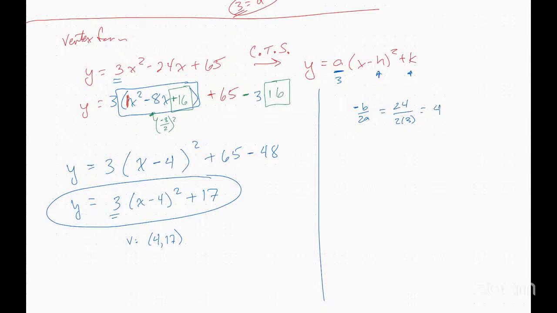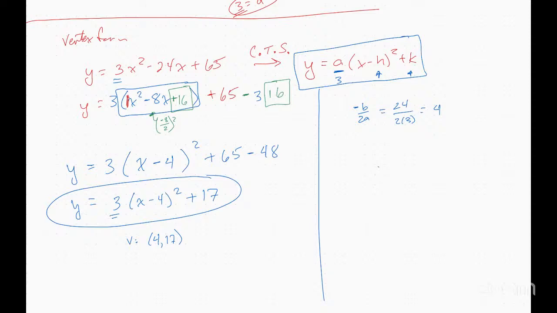On the answer key, they kept the extra number on the other side, so they got y minus 17 equals 3 times x minus 4 squared. Does that work too? Yeah, it's the same thing. Usually you'll see books write the vertex form the other way, but you can very easily just move the k over to the other side. That's fine too. Doesn't really matter.